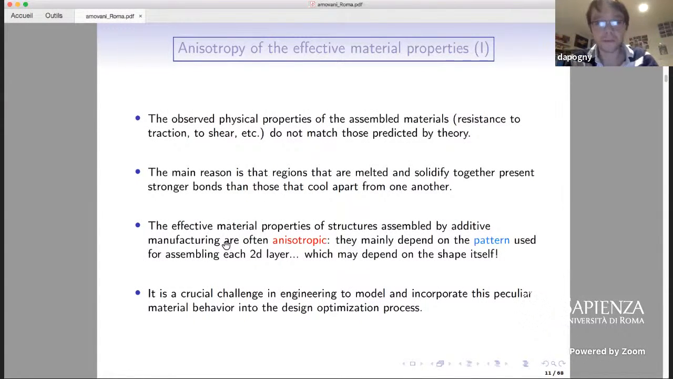So this is why these effective material properties are generally anisotropic, and they depend on the pattern used for assembling each 2D layer, for instance. And this pattern depends on the shape itself in general. So it's a crucial challenge to try to model and incorporate this behavior into the design optimization process.